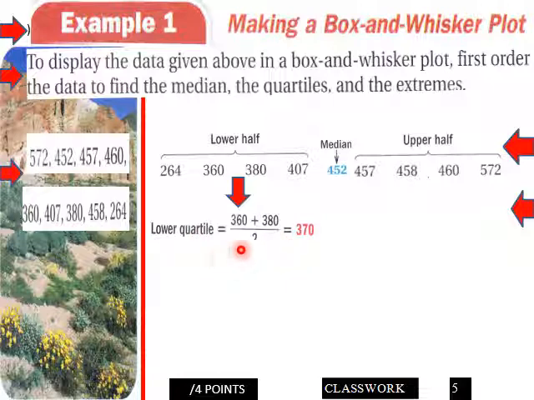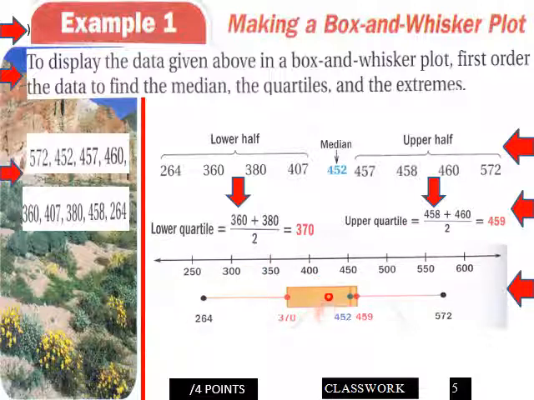Okay, in our lower half, we find the average of the middle values, which is 370. That would be our lower quartile. And then in our upper half, we take the average of 458 plus 460, that'd be our middle value here. That'd be 459. This is our middle value between 360 and 380, the middle value of our lower half. This is our middle value of our upper half.